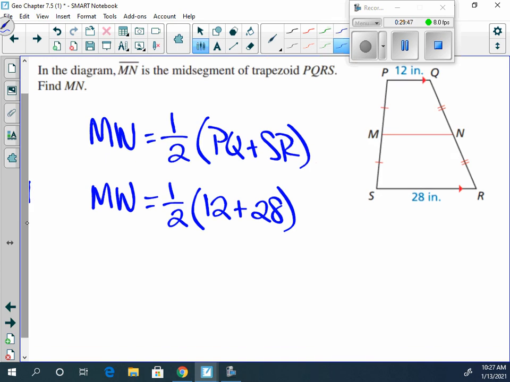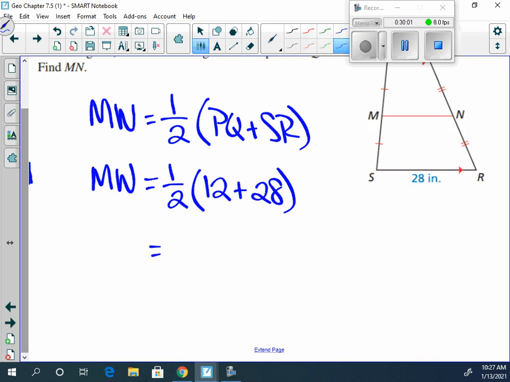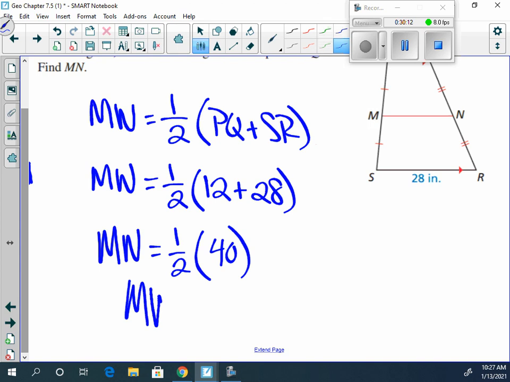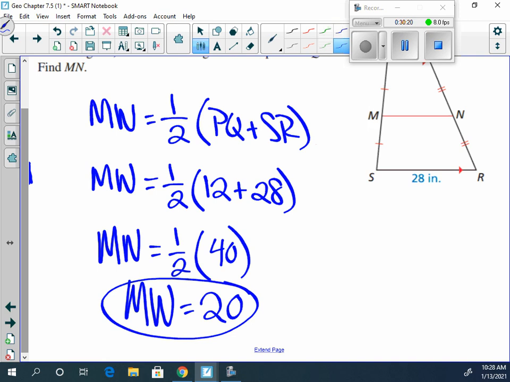And now what? Well, we can just solve, right? Can I plug 1/2 parentheses 12 plus 28 close parentheses in a calculator? I mean, they're all numbers, so we could just plug that in and get the answer. Well, 12 plus 28 would give me 40. And 1/2 of 40 is 20. So the mid-segment for this trapezoid is 20.